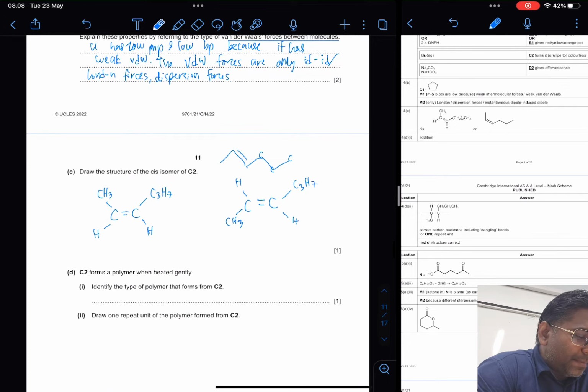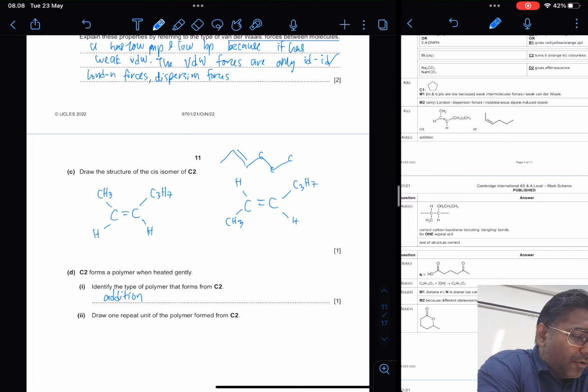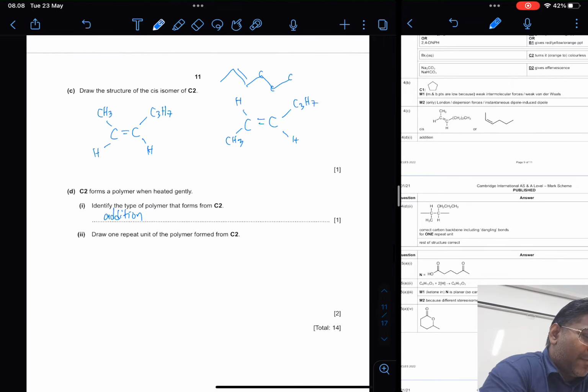Now, C2 forms a polymer when heated gently. So C2, anything that has a double bond, they do addition polymerization. So identify addition polymerization. Draw one repeat unit. When they say one repeat unit, there is no double bond. So what we normally do, we are talking about C2, so we must actually use this one. So the answer is this.